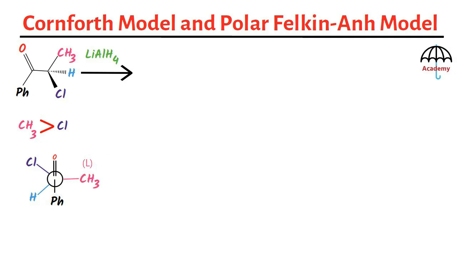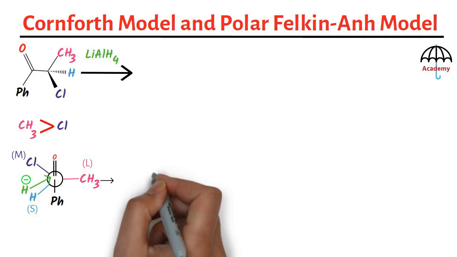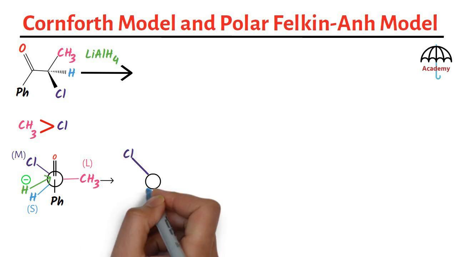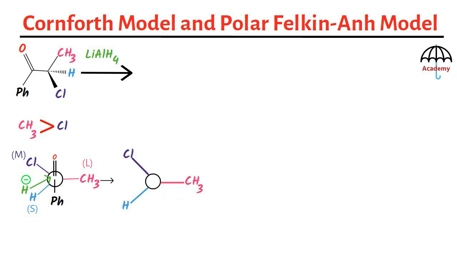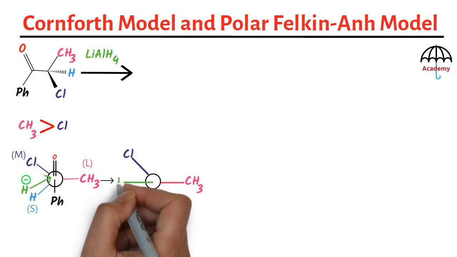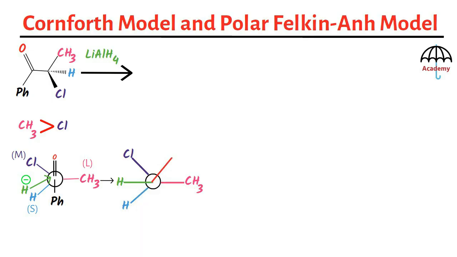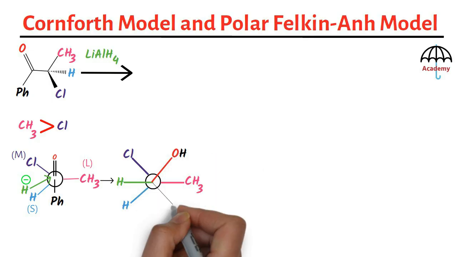Methyl is large group, chlorine is medium and hydrogen is small. Hydride will attack from small group side maintaining Burgi-Dunitz angle. After attack, there will be no change in position of groups at alpha carbon. Hydride approaches from this side. Hydroxyl reaches here and phenyl here.